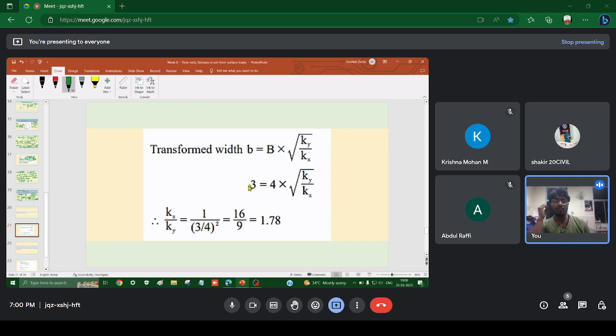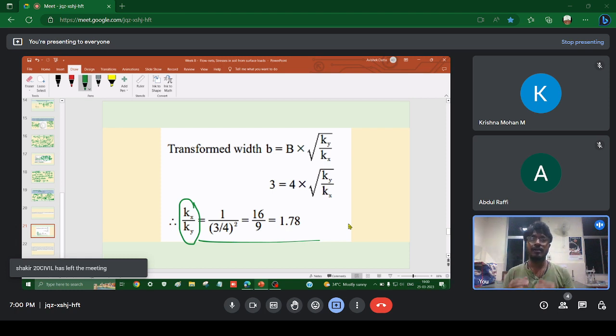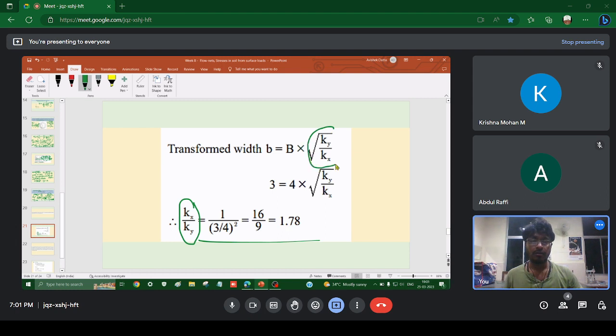So this transformed width was given over here, original width was given over here. This is the anisotropy ratio. You have to just play with the numerator and the denominator and find this answer. Okay, just write it down. Is it clear that whenever there is an anisotropic soil, any property which will be transformed has to be multiplied by root of ky by kx, this factor, for transformation into the corresponding isotropic soil.